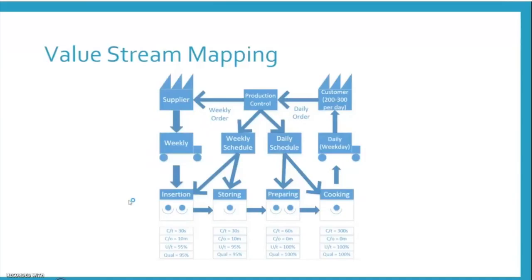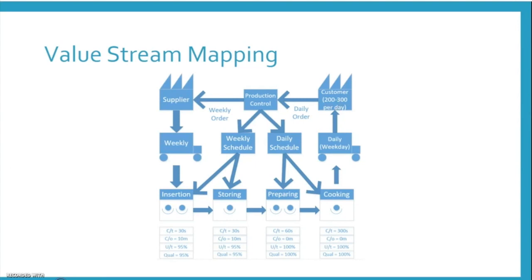Let's take a look at the value stream mapping for the process of getting the food out to the customer. So it starts at the supplier, and the supplier would deliver weekly to UFood. And then after that, we have the insertion and then storing of the food. And then after that, we will prepare the food and cook the food. And then we would deliver that to the customer, which is 200, 300 per day.